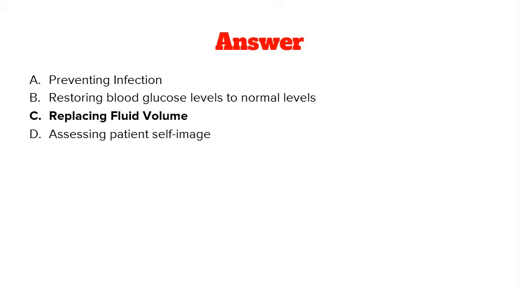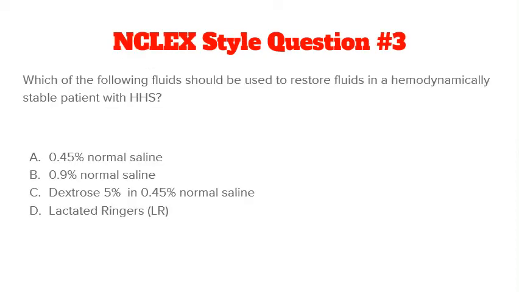NCLEX style question number 3. Which of the following fluids should be used to restore fluids in a hemodynamically stable patient with HHS? Is it A, 0.45% normal saline, B, 0.9% normal saline, C, dextrose 5% and 0.45% normal saline, or D, lactated ringers?